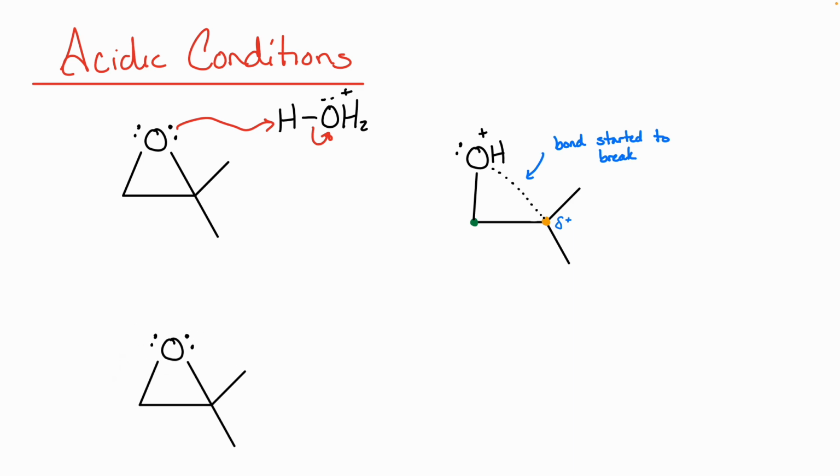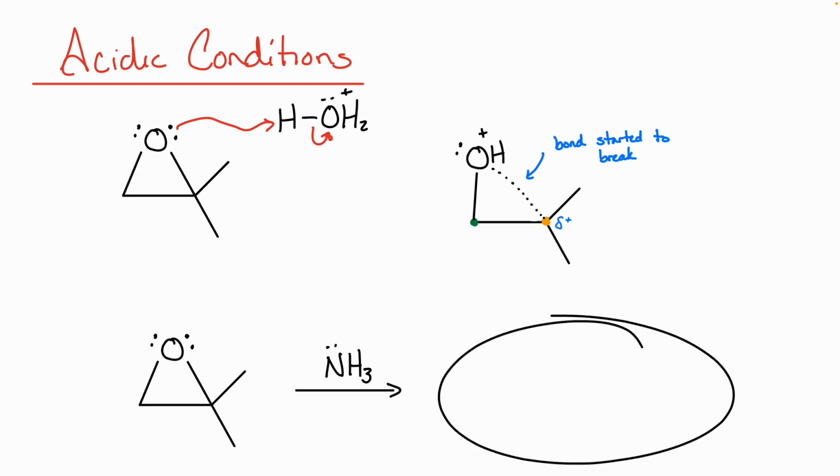All right, so then for the sake of completion here, let's take our tertiary epoxide, react it with one of our acidic condition nucleophiles, and everybody's going to take a second and draw me the product of that reaction.